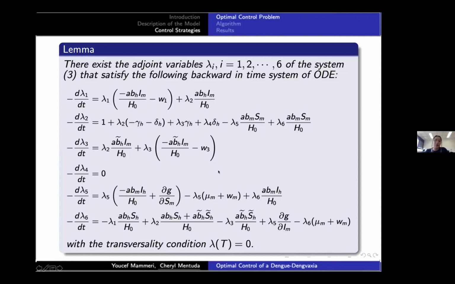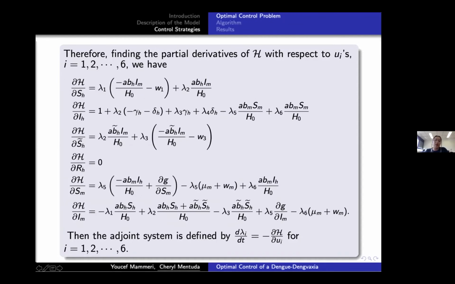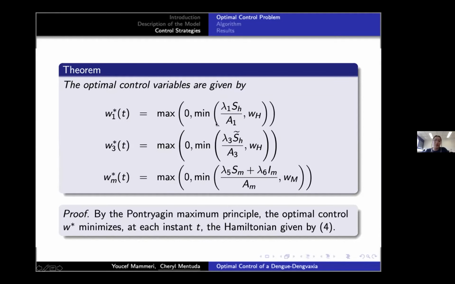We can prove this simply by using the Hamiltonian and then finding the derivative of that Hamiltonian with respect to our variables. From that, we can show that our adjoint system is just the derivative of that Hamiltonian with respect to our variable. Another theorem is that the optimal control variables are given by this form, which we can prove by the Pontryagin maximum principle.